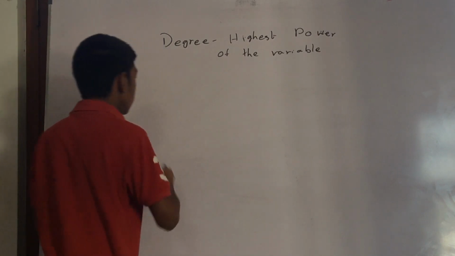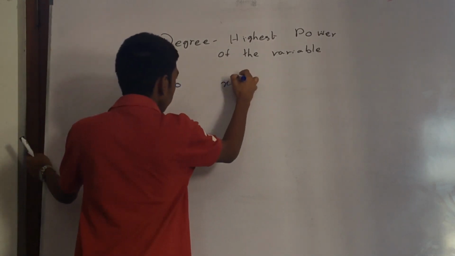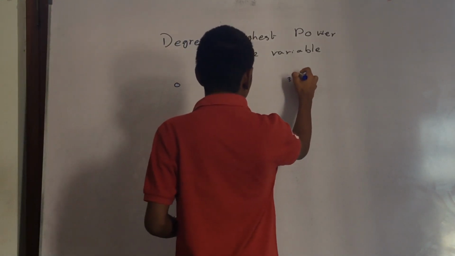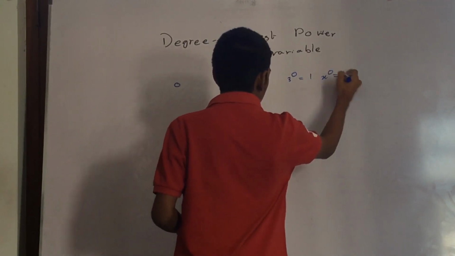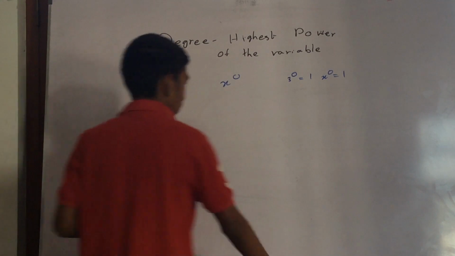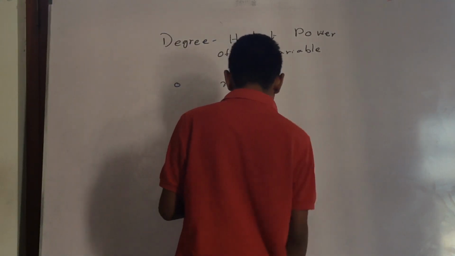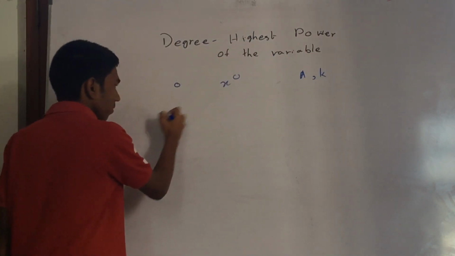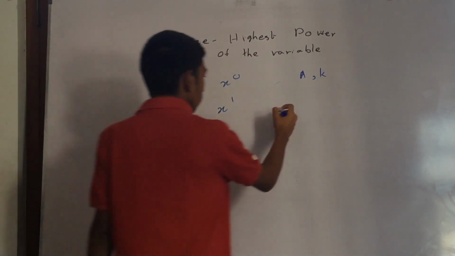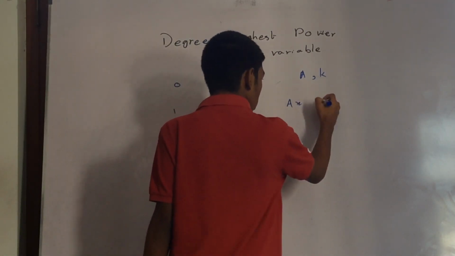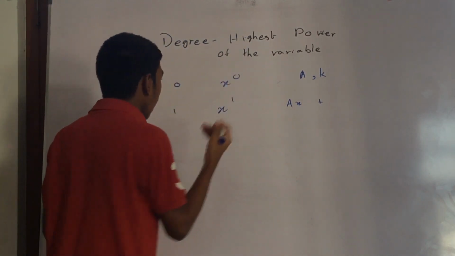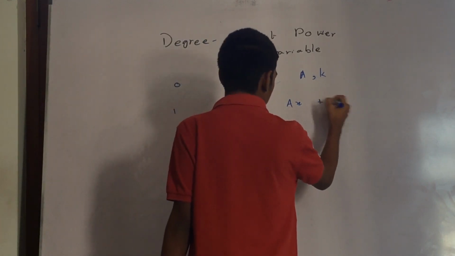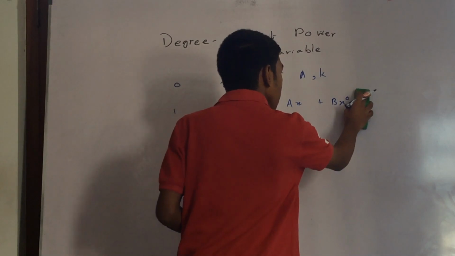If you take degree 0, that means x to the power 0. Index 0 of any base is equal to 1, so x to the power 0 is equal to 1, and we can write this either as a or as k. When the degree is 1, that means x to the power 1, which will be ax to the power 1 plus bx to the power 0. I told you earlier that x to the power 0 is 1, so bx to the power 0 will be just b only.